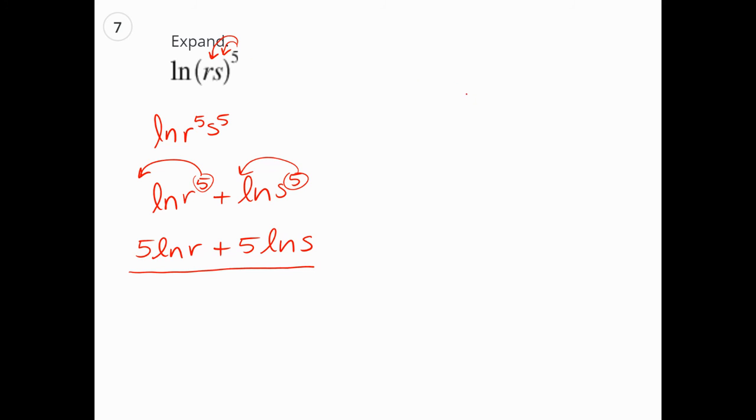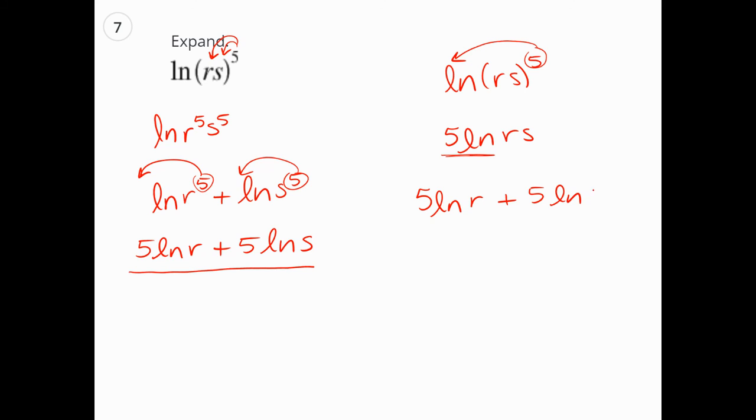Another way is at the beginning when we had natural log rs to the 5th, you could have actually plugged the 5 in to begin with. So you would have 5 natural log rs and then split it. When you split it though, since the rs was together with the 5 natural log, the 5 natural log goes with both. So you have 5 natural log r plus 5 natural log s. So either way, you get the same answer.